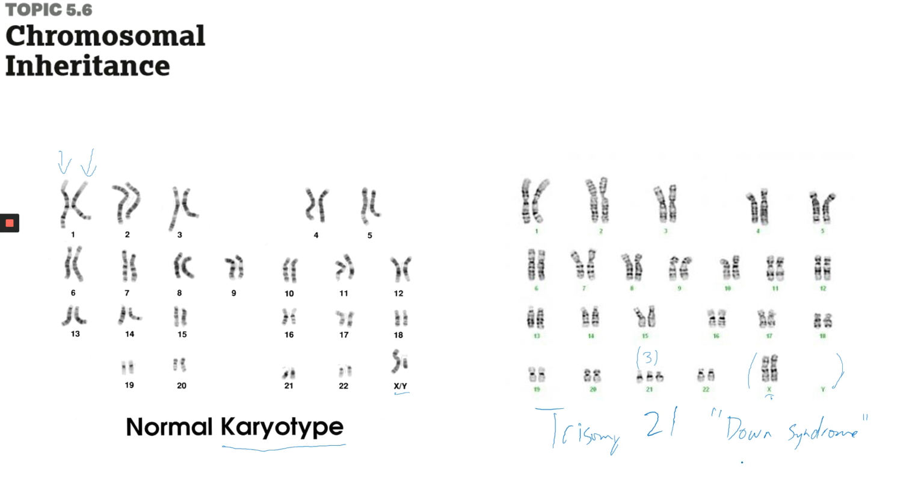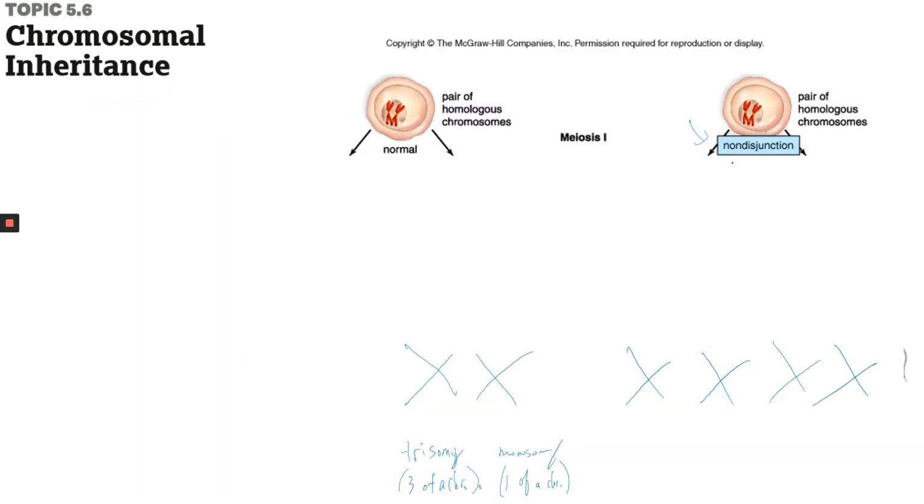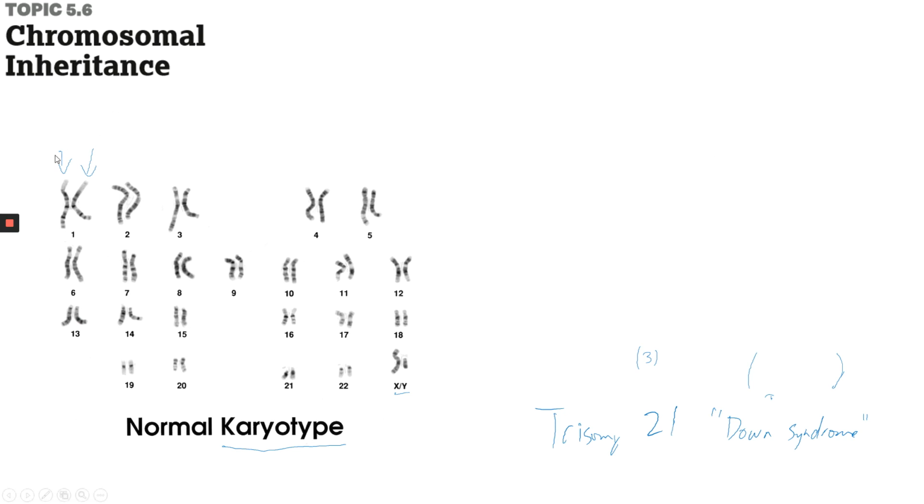But that's it for chromosomal inheritance. I want you guys to understand what these karyotypes kind of look like, maybe how to look at one and tell whether there's an issue somewhere, as well as understanding what a non-disjunction event is. Please know what a non-disjunction event is. And also know the law of segregation and law of independent assortment. Okay, that is it for genetics.